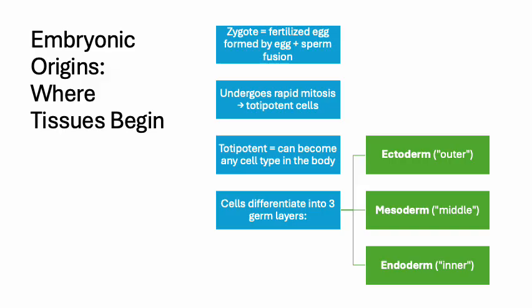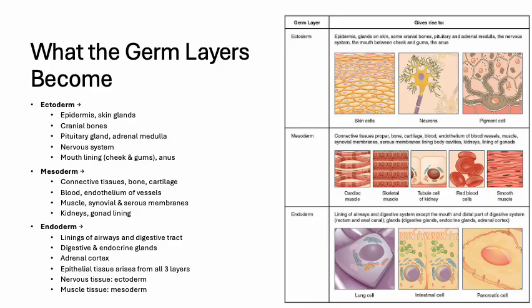The three primary germ layers are the ectoderm, mesoderm, and endoderm, and each contributes to specific tissue types. The ectoderm gives rise to the epidermis, nervous system, and portions of the sensory structures. The mesoderm forms muscle tissue, connective tissues like bone and blood, and many internal organs like the kidneys. And the endoderm becomes the epithelial lining of the digestive tract and respiratory tract and forms many glands. While epithelial tissue can arise from all three layers, muscle tissue comes from the mesoderm and nervous tissue from the ectoderm.